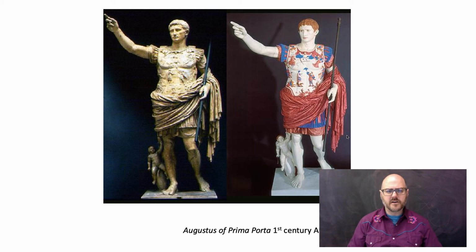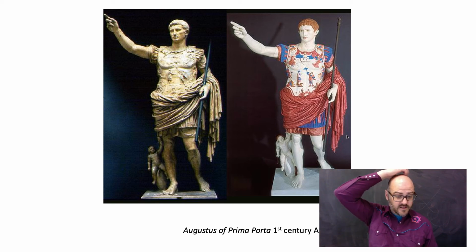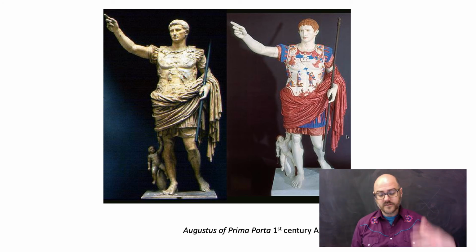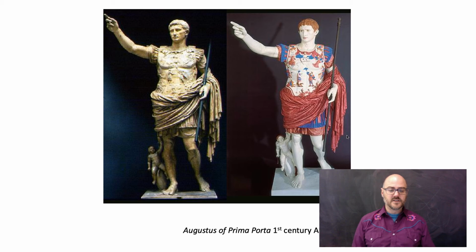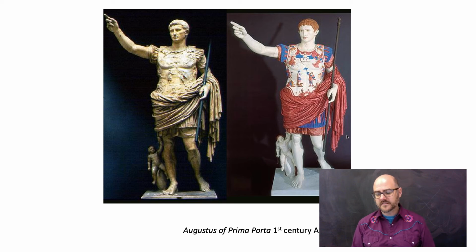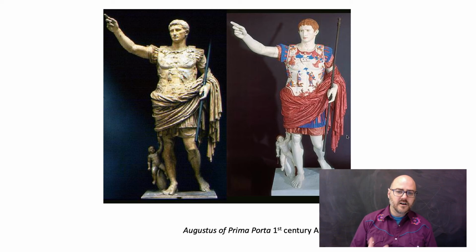And so the empire becomes large, it becomes very powerful. And here we see the first emperor, and that's Augustus of Prima Porta. You all know the story of Julius Caesar, right? Getting stabbed in the back. Et tu, Brute, right? Getting stabbed by Brutus, and the senators who were conspiring against him. Well, Augustus of Prima Porta was the adopted son of Julius Caesar.